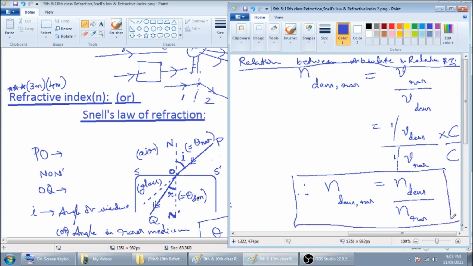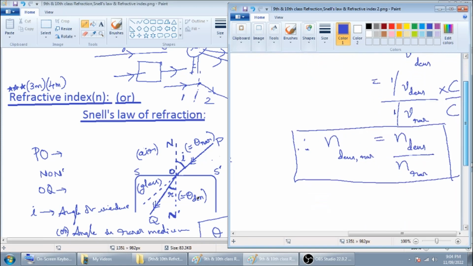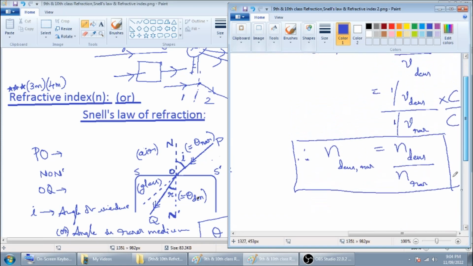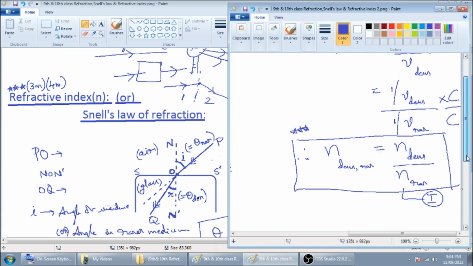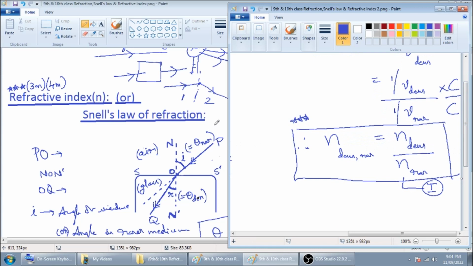The relative refractive index of denser with respect to rarer is nothing but the absolute refractive index of denser by the absolute refractive index of rarer. So this is another very important equation that we are getting. It should be learned by heart. Now, earlier we have already seen very important equations.